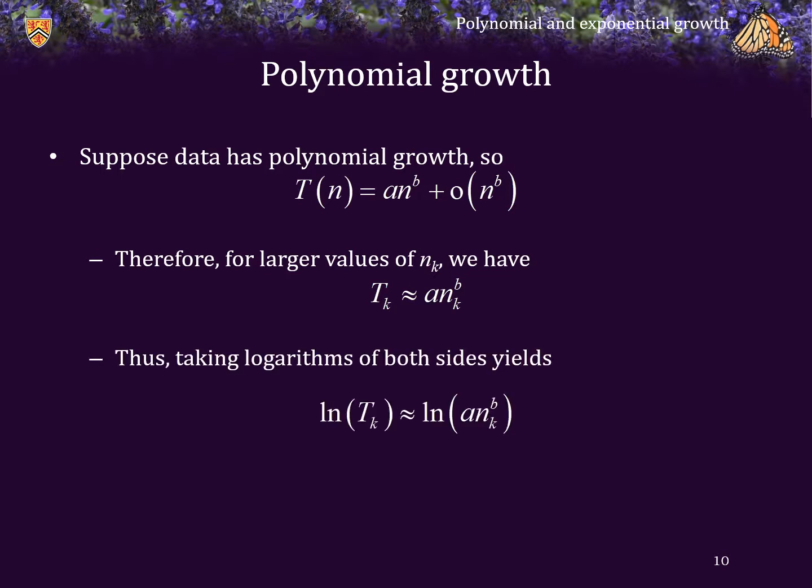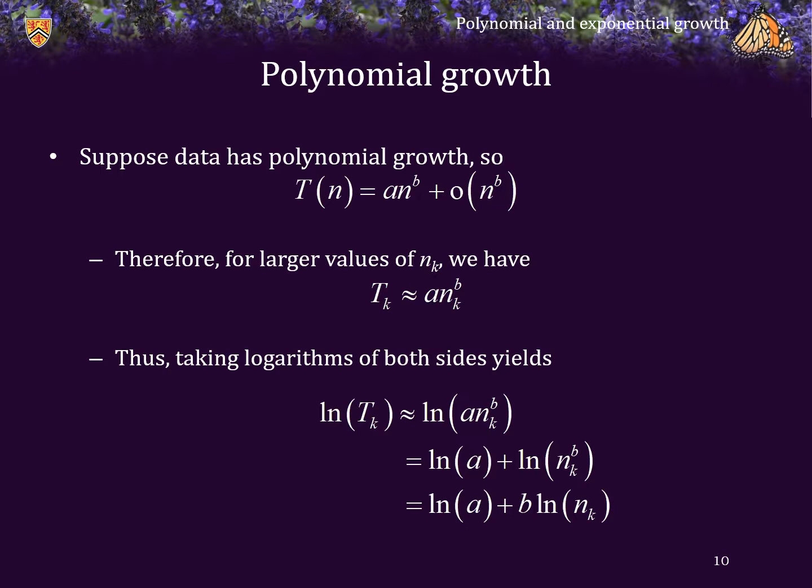Okay, so taking the logarithm of both sides, the logarithm of the runtime is equal to the logarithm of a times n sub k raised to the power b. Now you know that ln of xy is equal to ln of x plus ln of y, and we can expand that there, and you know that ln of x to the y is just y times ln of x, and we can therefore simplify the right hand side.